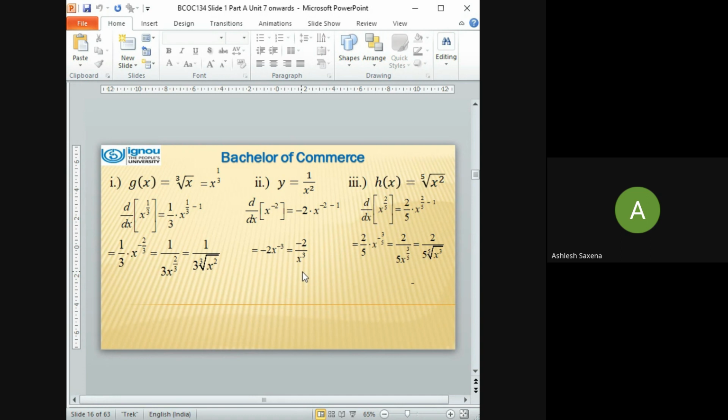It is in the form of minus 3 by 5. We will bring it down. That will become 2 by 5 into 1 upon x raised to the power 3 by 5, which can be written as 1 upon the fifth root of x cube. You can see how the problem was given to us, how it has been solved, and again the answer has been converted into the form in which the problem was.